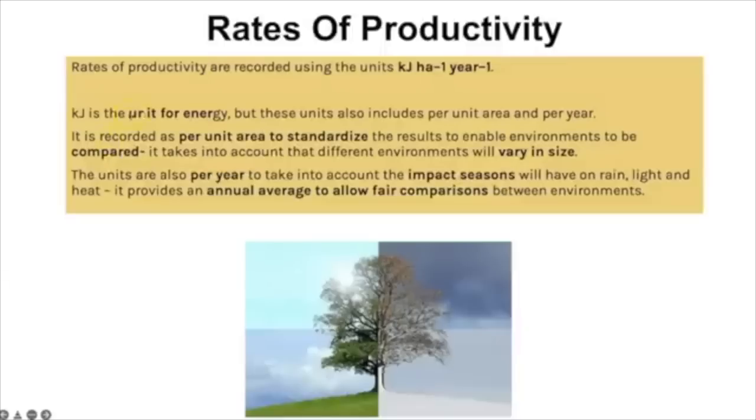So the kilojoules is the unit of energy, but these units also include per unit area and per year. So it's recorded per unit area to standardise the results to enable environments to be compared. So it's taken into account that different environments will vary in size. The units are also per year to take into account the impacts of the seasons. So when you have rain, when it's light or when it's less light, the temperature changes. That's going to affect the productivity because it affects photosynthesis. So we do it per year, so you have an annual average, so it's a fair comparison.